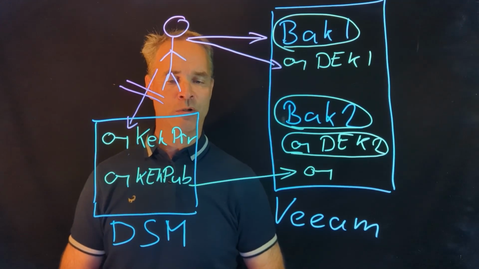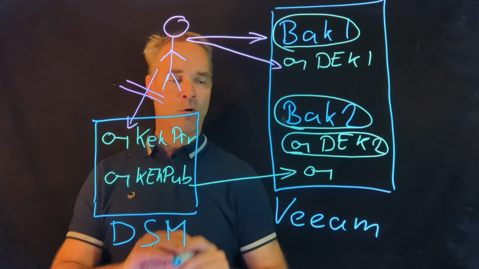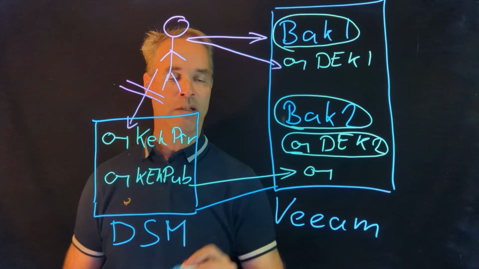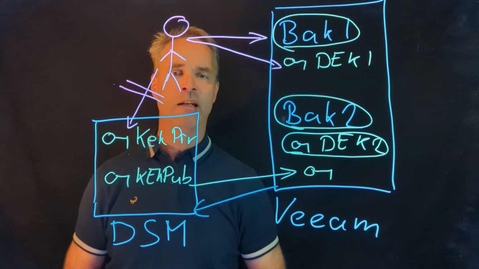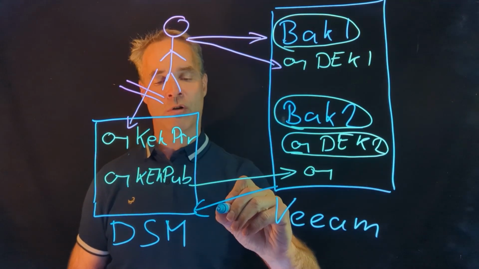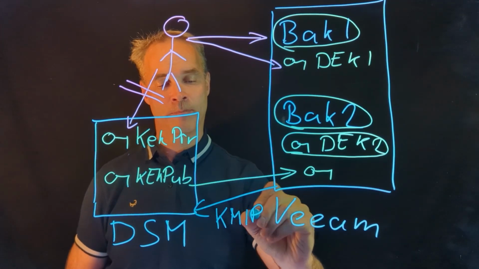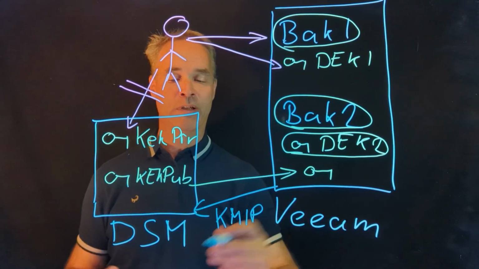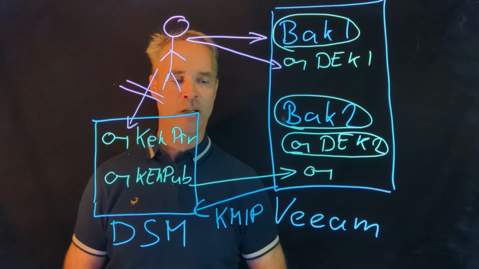This is what we want to set up. For that, we are having to combine Veeam and DSM. We will have to create here a connection. Actually, Veeam will reach out to DSM, and here we are using the protocol KMIP. The only thing that you need to do is that you configure Veeam and DSM, because both of them speak KMIP already, and this is all that you need to do.